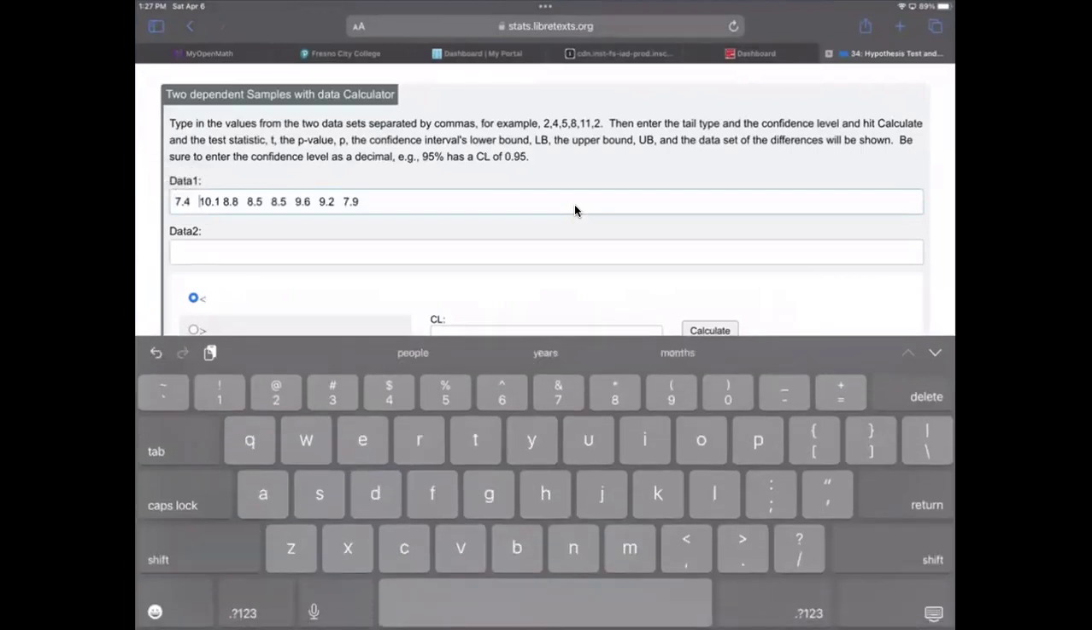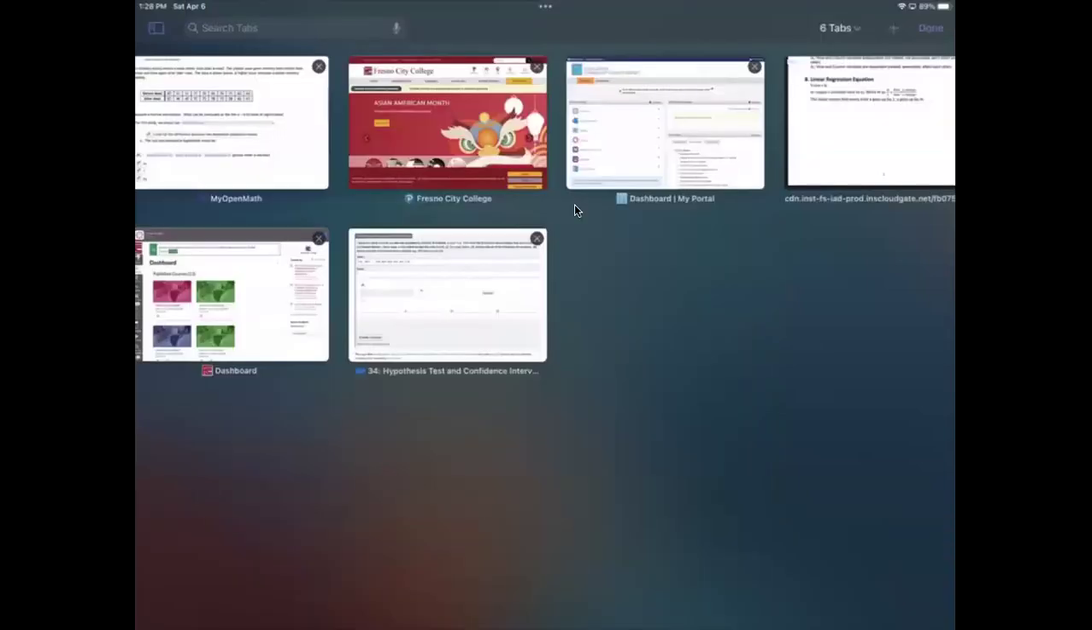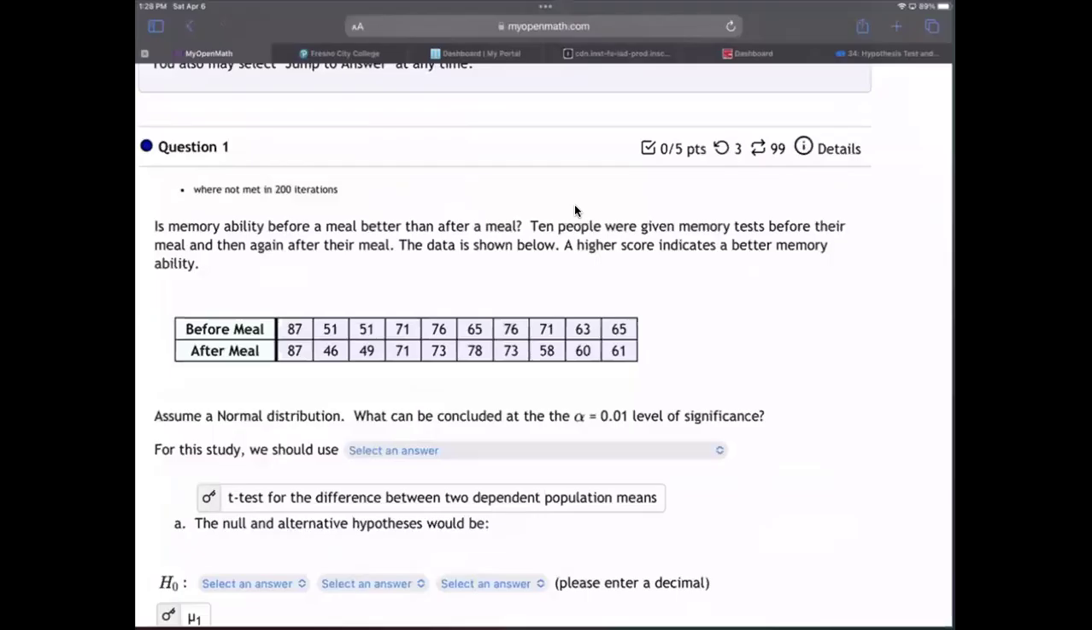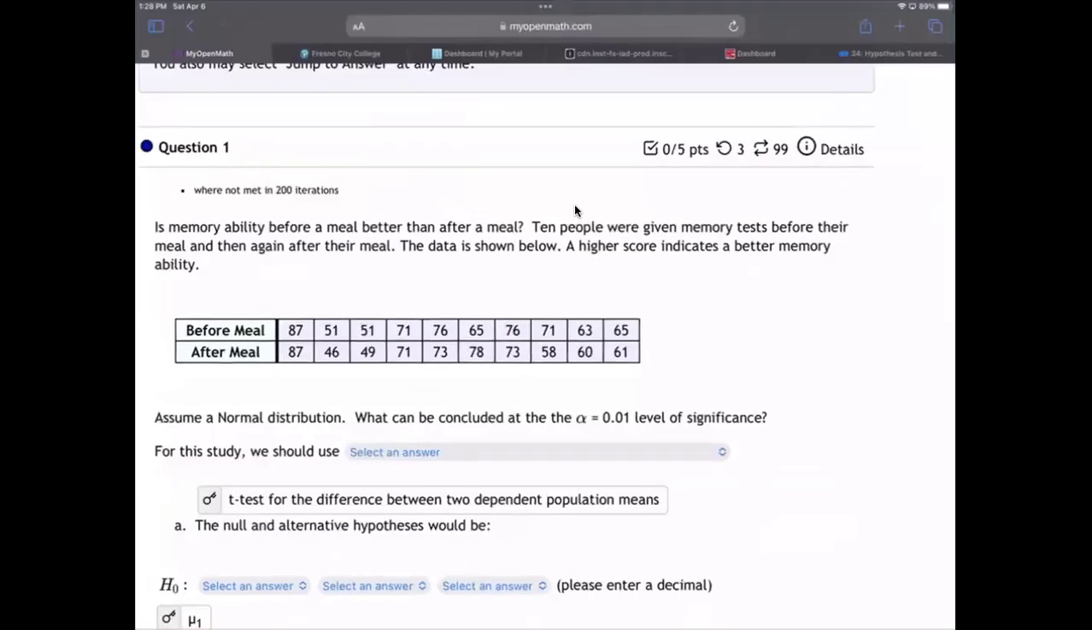And you got to put commas between them. So again, this is the dependent samples with data. Stick those commas between. Okay, and then we got to go data list number 2. So now we're going to copy that.